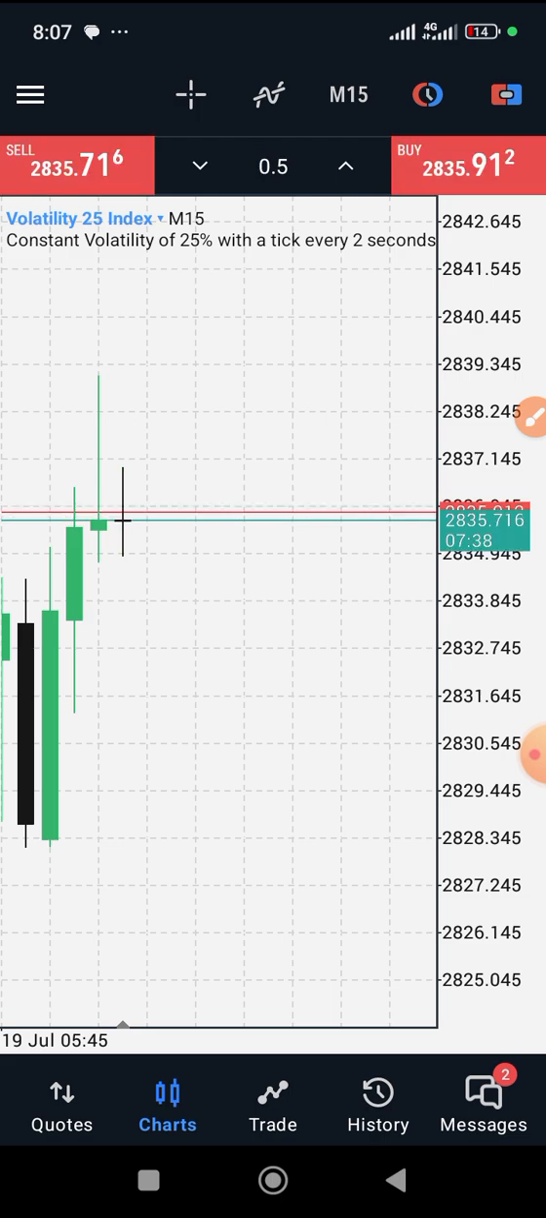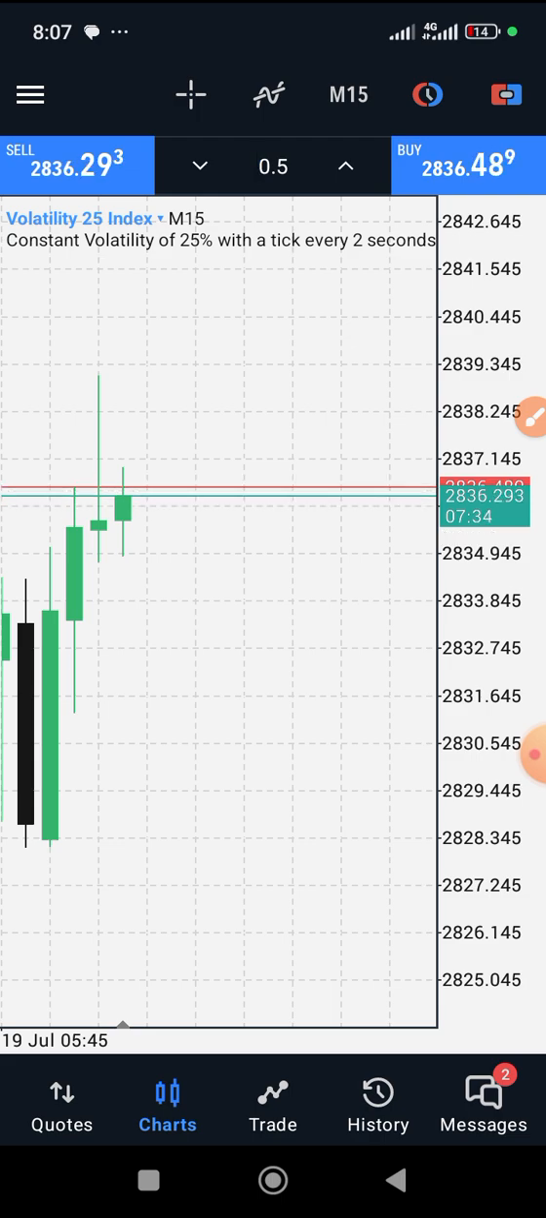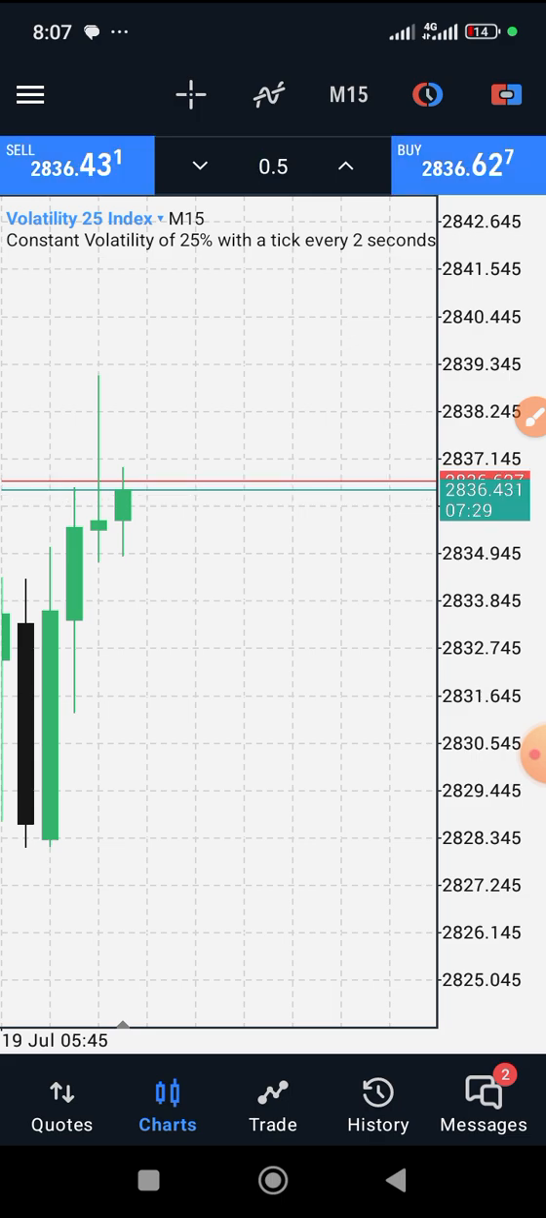What you are using to make that statement is lot size. That's what you are using to say the market will go upwards, or the market will come downwards.